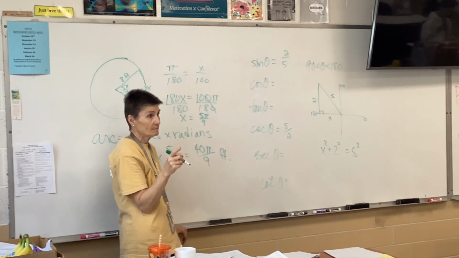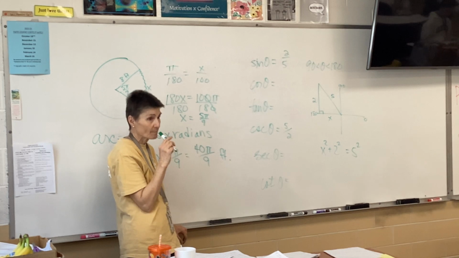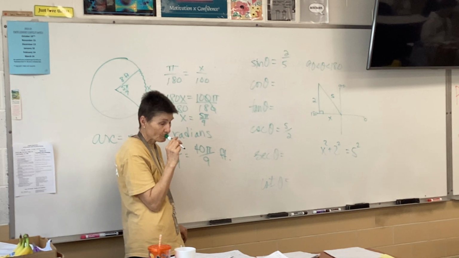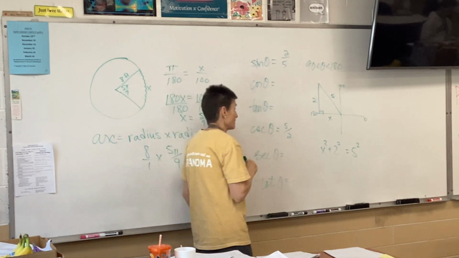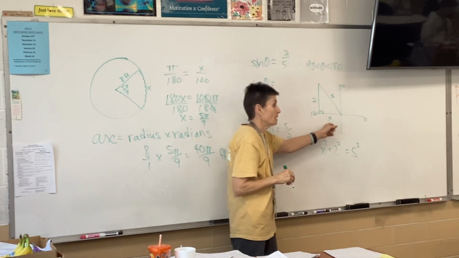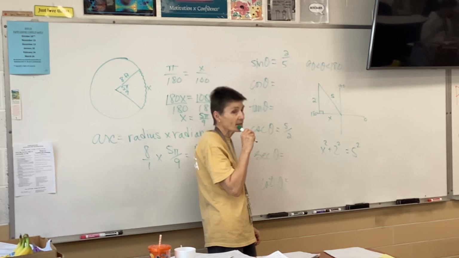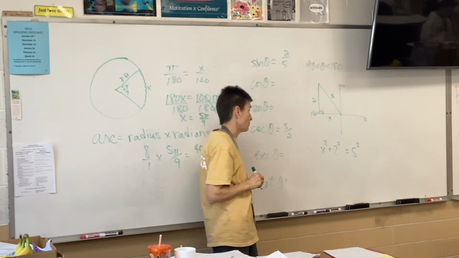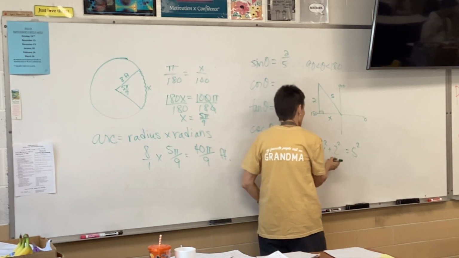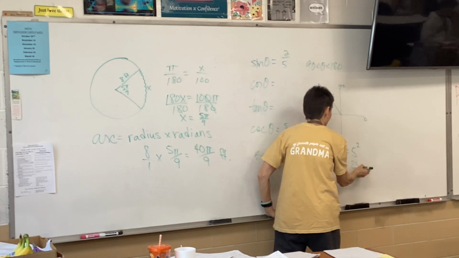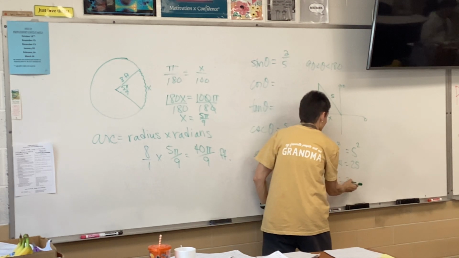Everybody got that? What happens if you get the wrong number here? What happens to every single one of these answers? Yeah, so let's pay attention. Let's do our Pythagorean theorem correctly. So x squared plus 4 is 25. So x squared equals 21.